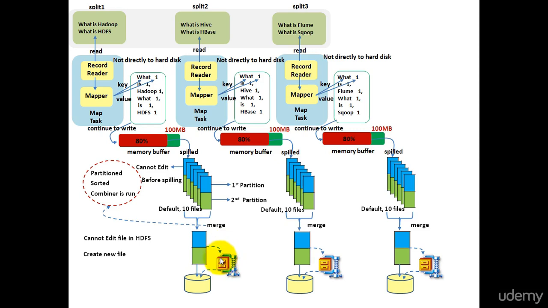You can also compress the file and store it on the disk. This way, less data will be written to the disk. So finally, we will have one output file from each map task. This file is stored on the data node where the map task is running.